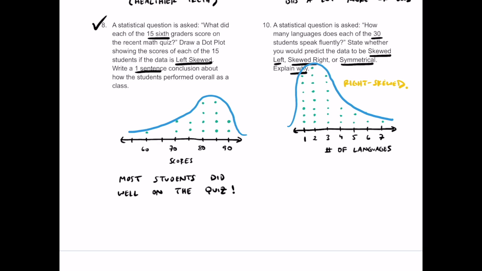Okay, and then we need to explain why. Well, I think I kind of just touched upon it a little bit. I think it'd be right skewed, and we can just say something like most people speak 1 or 2 languages.